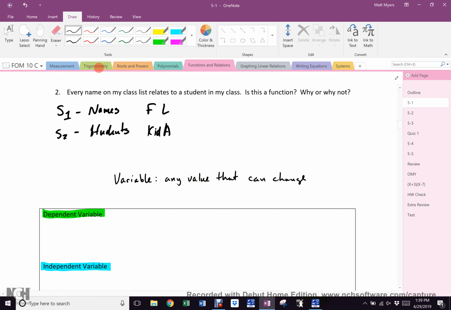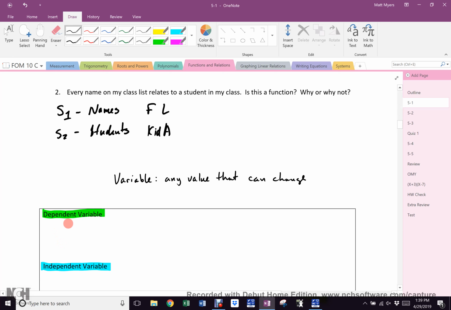So, looking up at our previous two examples, I have a class list, yes? The set is names. But are all those names the same? No. So the name can change. So it's a variable. Everybody understand? The students, are any of you the same as one of the other kids in here? No. So you change. Everybody understand? That's a variable's real definition in math. It's something that can change. All right? Okay. So now we have two kinds.